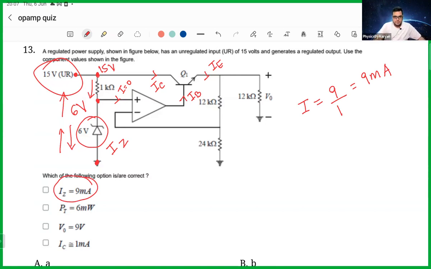Any doubt still here? So what I did, I said that whatever current is in the 1 kilo ohm, the same current is in the Zener, because no current can bend towards the op-amp. Second concept is that the Zener diode has 6 volt. It means if it is reverse biased, then the voltage across it will be 6. And if the voltage across it is 6, then the other side is 0, so this point will be 6 volt. And if this point is 6 volt and the upper point is 15 volt, then 15 minus 6 is 9, divided by 1 kilo ohm. So the current is 9 milliampere. The same current will go to the Zener, so the current in the Zener will also be 9 milliampere.